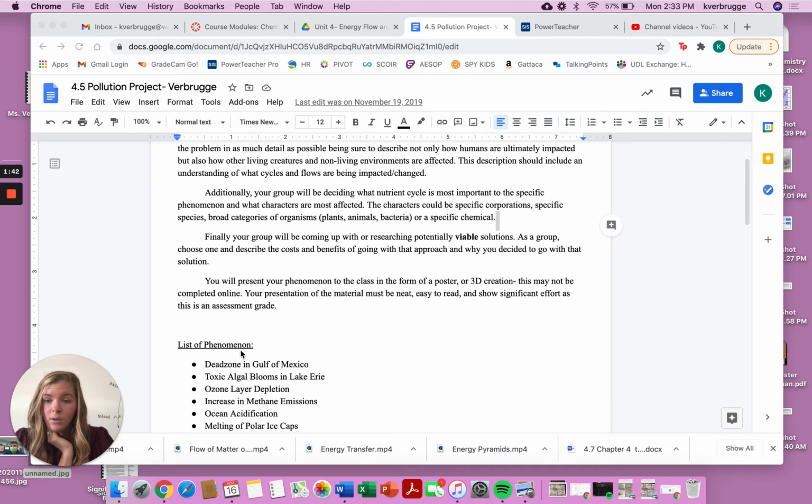This is going to be presented in the form of a poster or a 3D creation. This cannot be done online. So you are going to be making a poster at home of this information. Again, it cannot be created online. This material must be neat, needs to be easy to read, and show significant effort as this is an assessment grade.